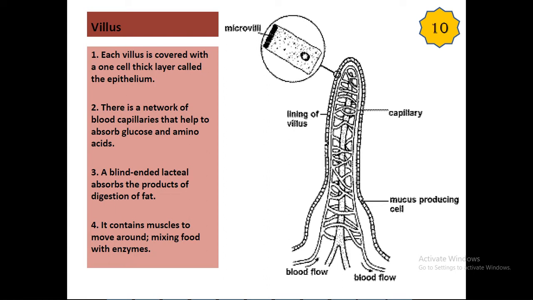Okay, a blind-ended lacteal absorbs the products of digestion of food fat. It contains muscles to move around, mixing food with the enzymes. Okay, lining of villus and capillaries, mucus producing cell.